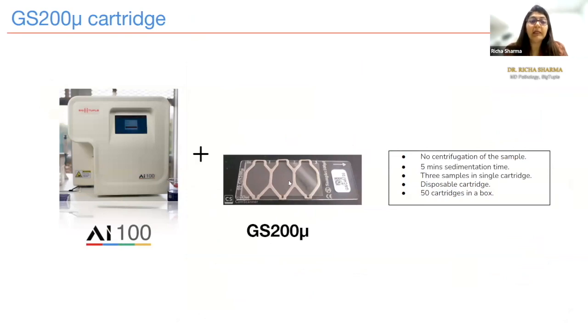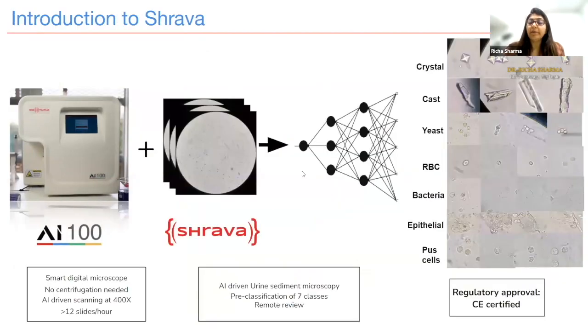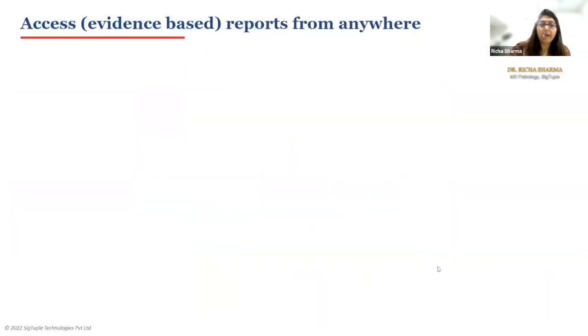Once that is done, the slide is scanned into the device, and the device, using its AI or the algorithm that it has developed with Shrava, scans the entire slide and gives us pre-classification of 7 classes, that is crystals, cast, yeast, RBC, bacteria, epithelial, and pus cells.